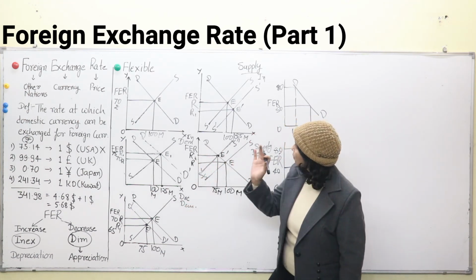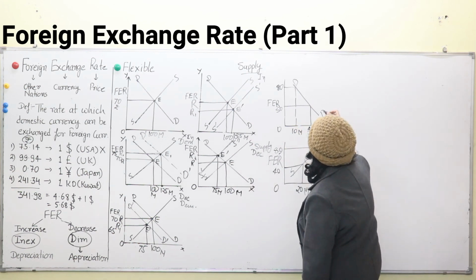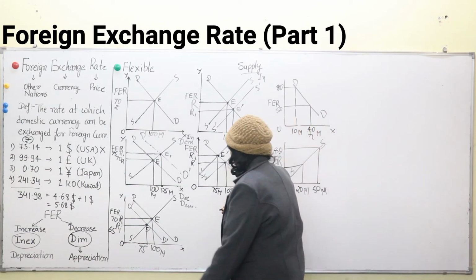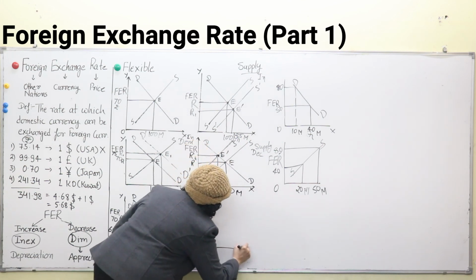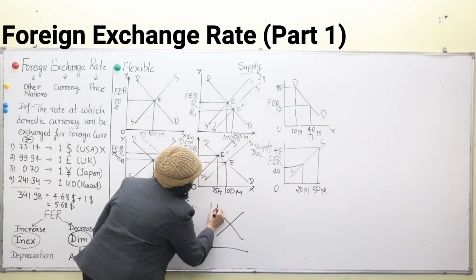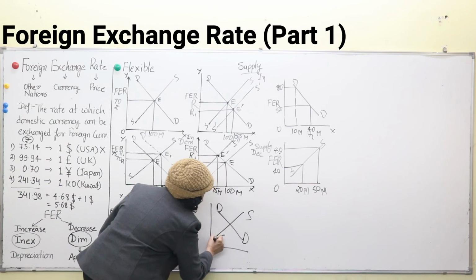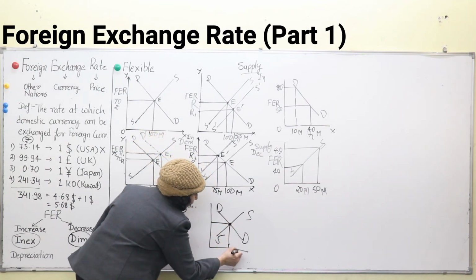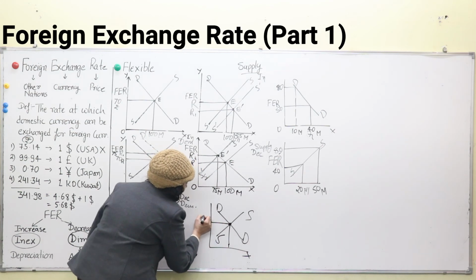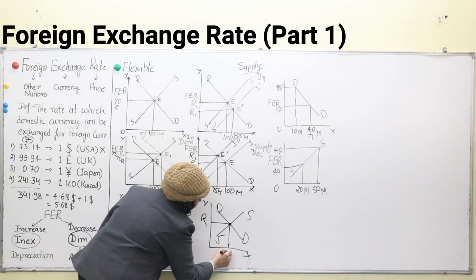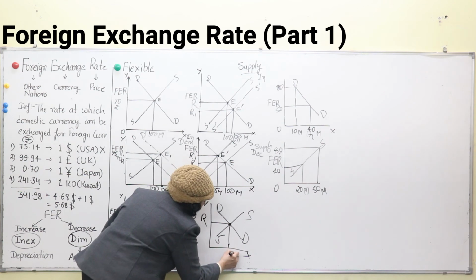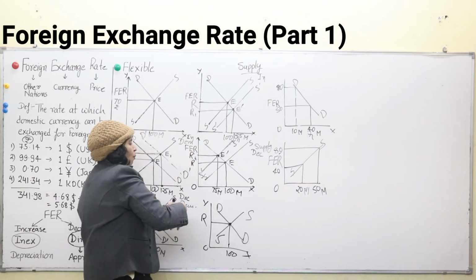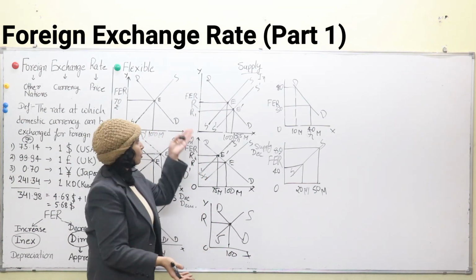So this is how you make your diagram. See, making a diagram is very simple. Just take your demand and supply curve, draw the DD demand curve and SS supply curve, make an intersection point, and drop two perpendiculars, one on the x-axis, one on the y-axis. Here it is rate and here it is quantity. You can write any 100 million or something like that. This is O.